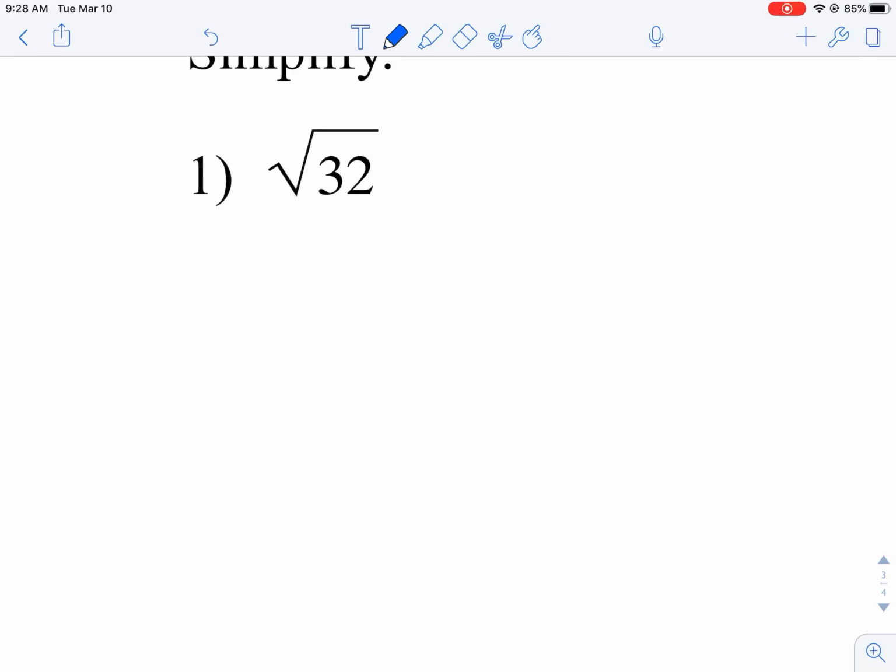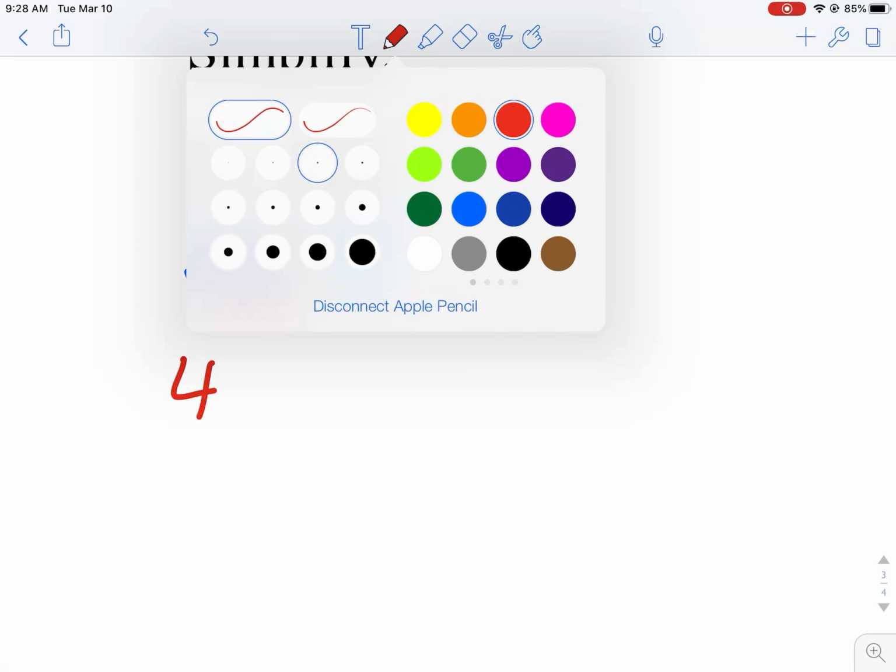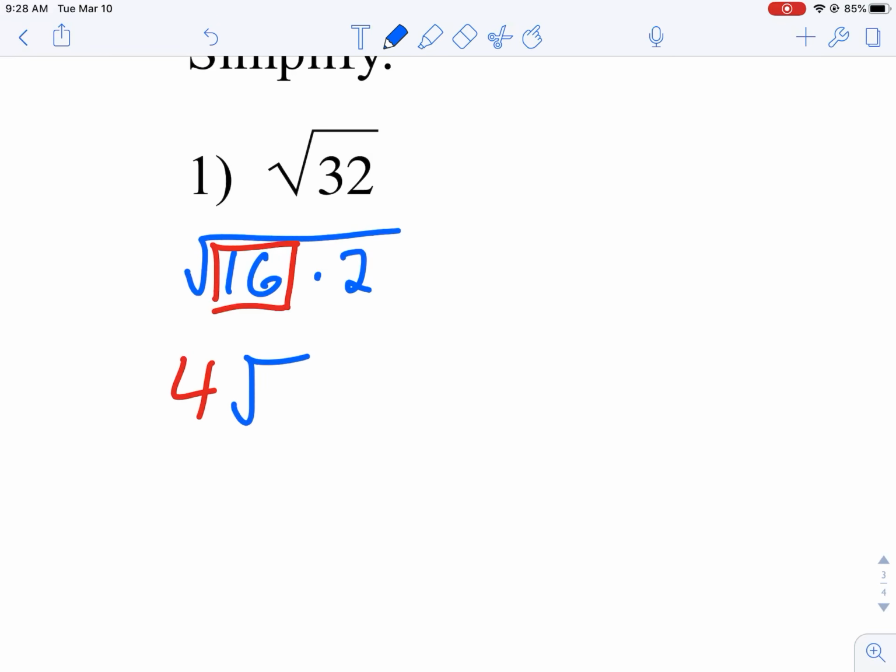But the square root of 32, as I break this down, I can say, well, 32 is 16 times 2. And then 16 being a perfect square is 4 times the square root of 2.